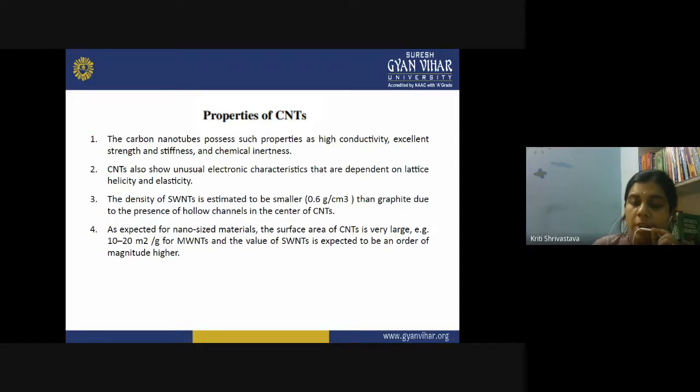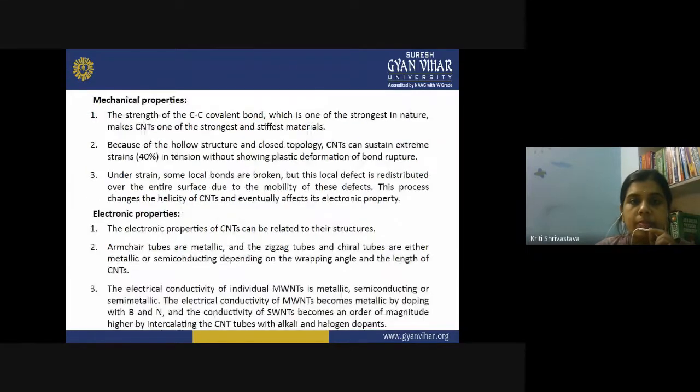So the carbon nanotubes also have a large surface area, and how much is it? 10 to 20 meters square per gram for multi-walled nanotube, and it is even higher for the single walled nanotube. So it is that large surface area which is providing peculiar properties to carbon nanotubes. Now let us look at the individual properties. First of all, let us discuss the mechanical properties of carbon nanotube.